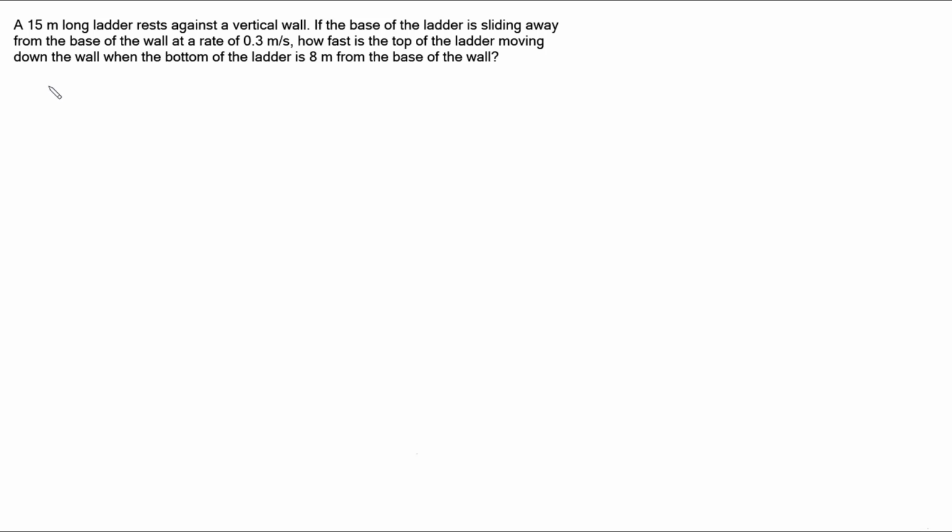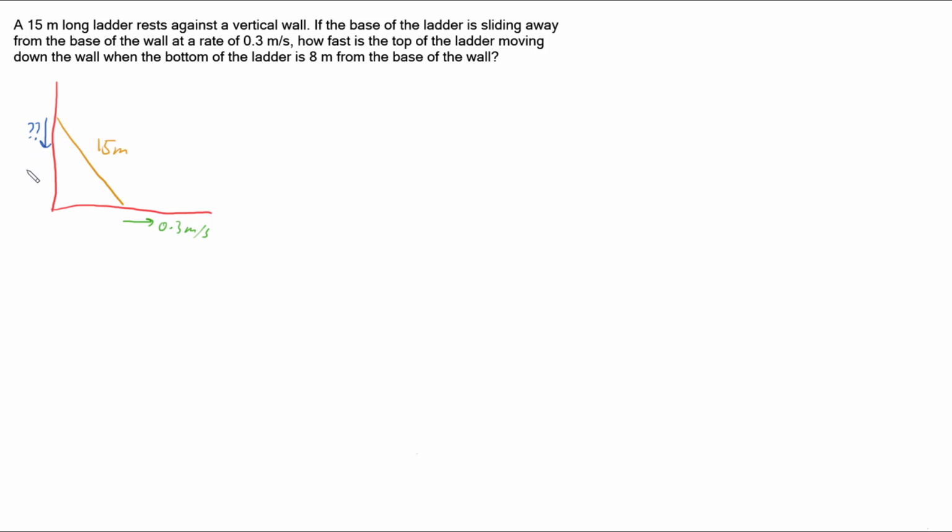So let's draw a diagram of what's going on here. If we have our wall, and we have our floor, and we have our 15-meter long ladder, we know that the base of this is moving away at 0.3 meters per second. And we want to know how fast the top is moving downwards. That's the speed we want.